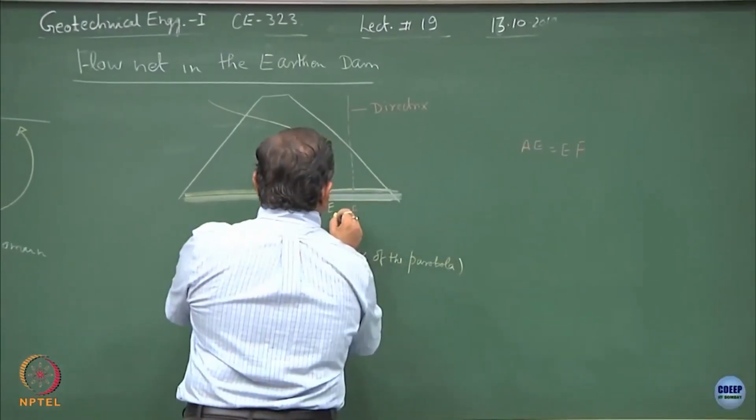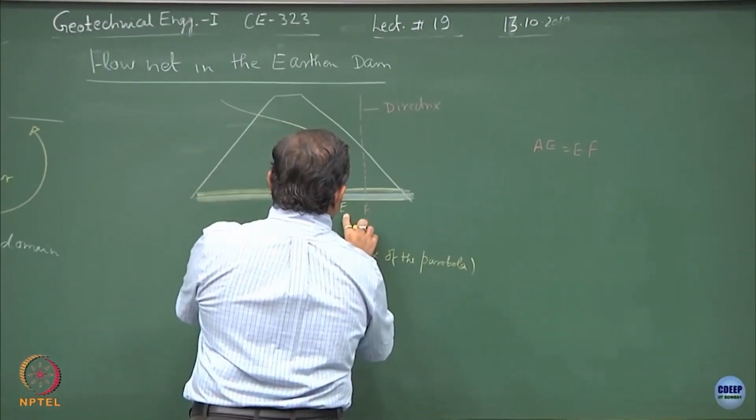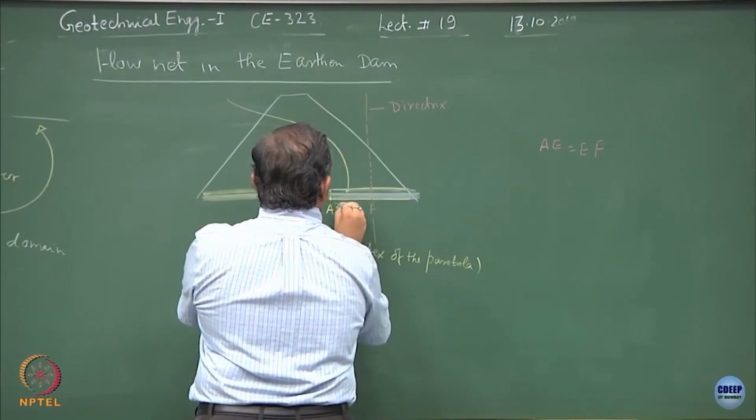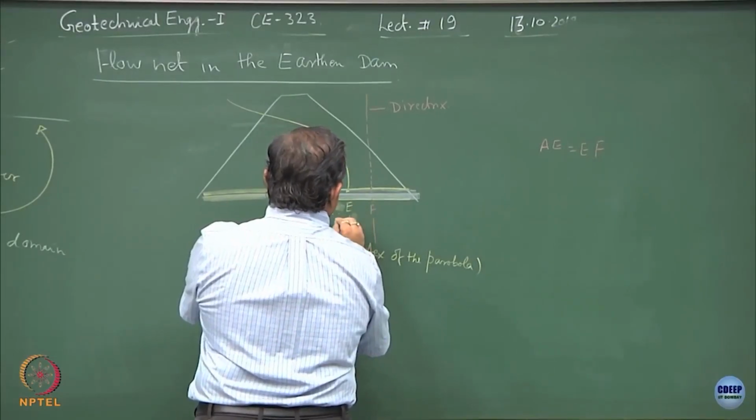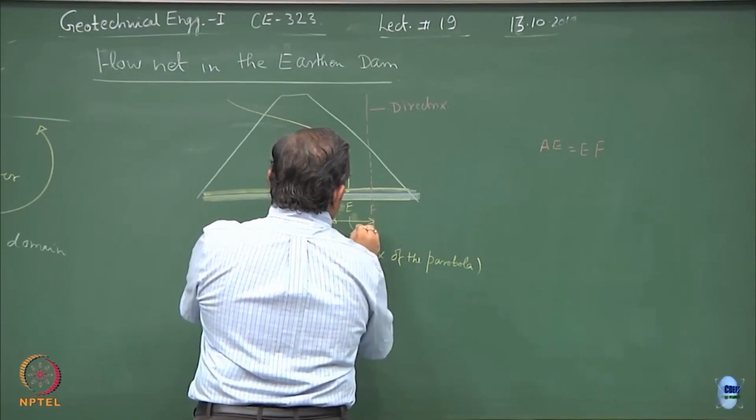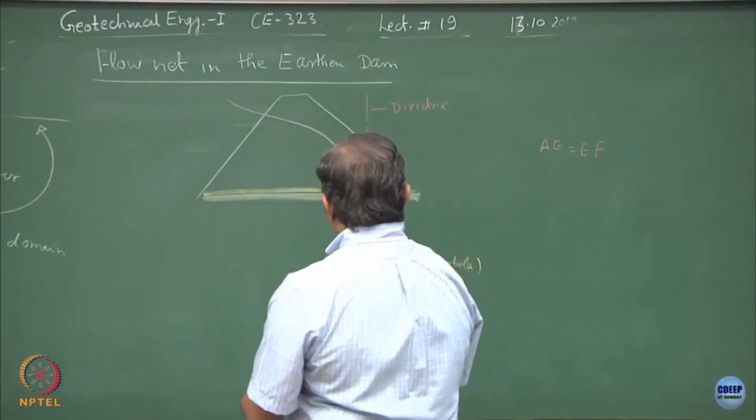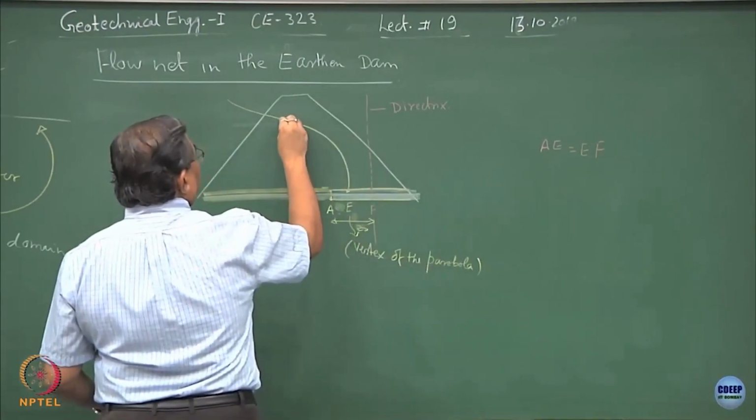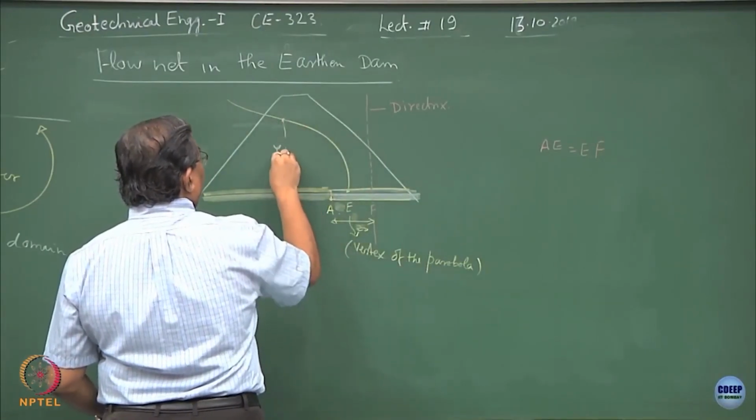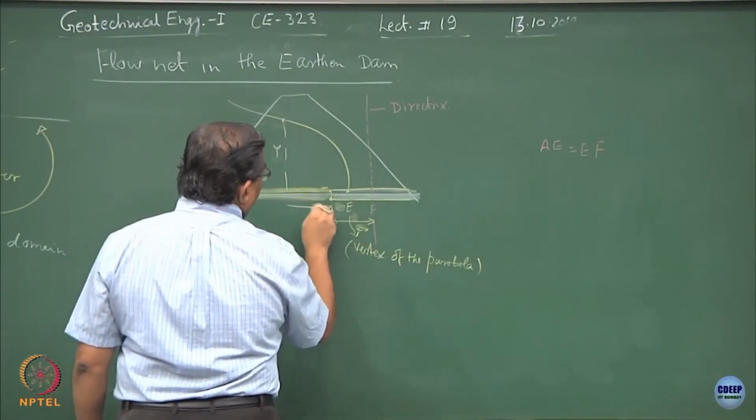So, suppose if I define this as Z naught, or whatever, let us say if I define this thing as Z naught, and if I consider a point here at y and x.